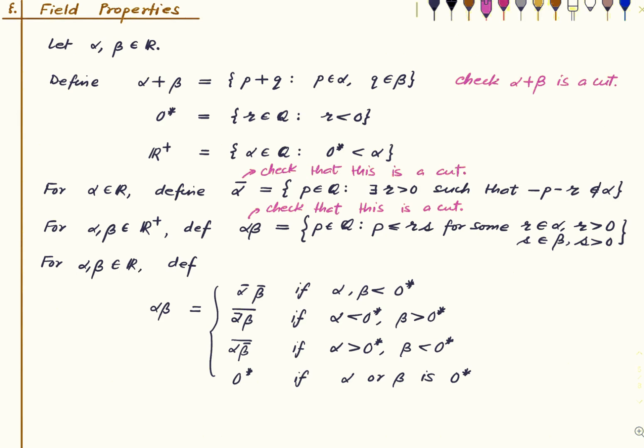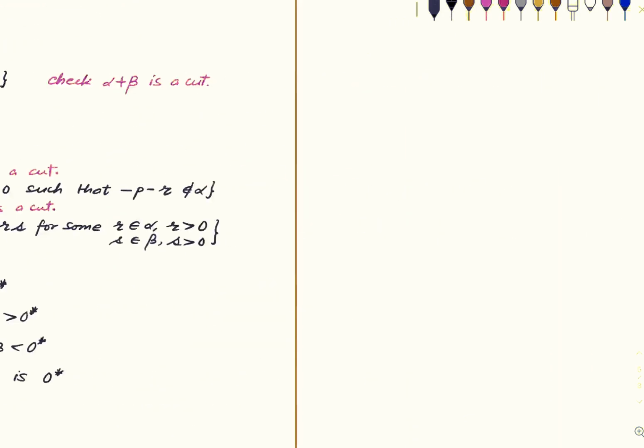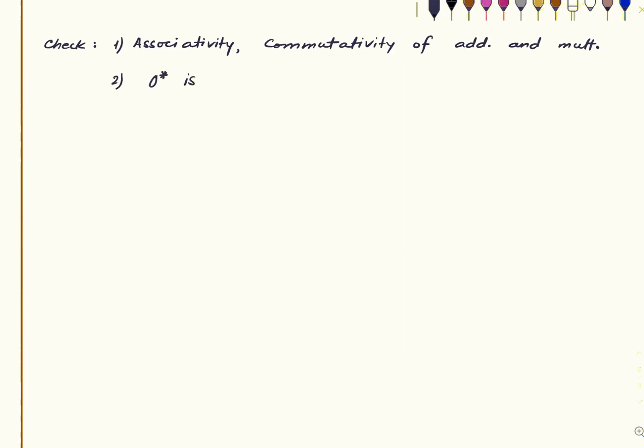Okay, so we have defined addition and multiplication. Before we continue, let me also say this is 1 star. This is nothing new, but good to say it. Okay, so addition and multiplication have been defined, and one has to check. These are exercises. Check associativity and commutativity of the addition and multiplication just defined. Okay. And second is check that 0 star is the additive identity, 1 star is the multiplicative identity. Okay. Check distributivity.